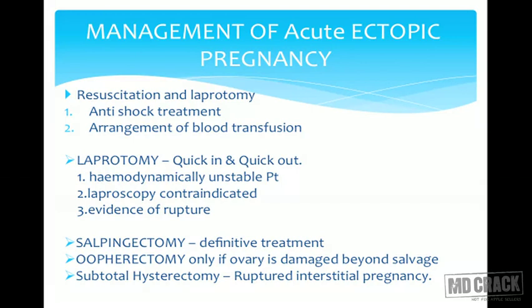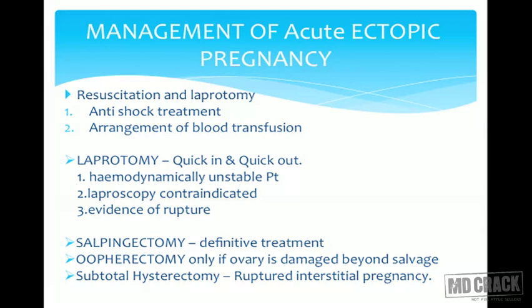She is bleeding inside. The tube, or whatever is the site of the ectopic, has ruptured, and from that ruptured site she is bleeding continuously. She is pouring blood in the peritoneal cavity. So you have to simultaneously resuscitate her to maintain her blood volume, and at the same time you have to take steps to stop this bleeding. So resuscitation and laparotomy simultaneously.